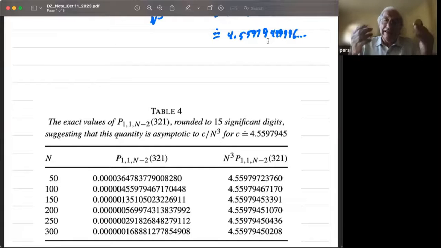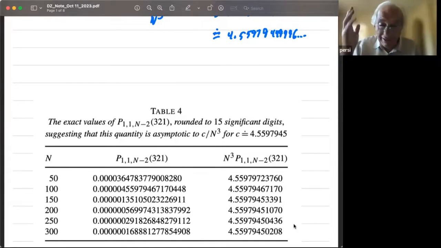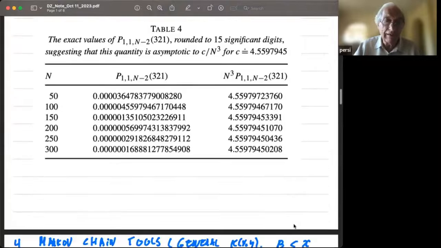So what we first did was to calculate exactly, in a way that I'm going to explain, these numbers. And when they stabilized, we said, well, they predict that this is the answer. Of course, that's just a guess from relatively small numbers. But there we were. It's a natural thing to guess that it seems to be constant over N cubed.